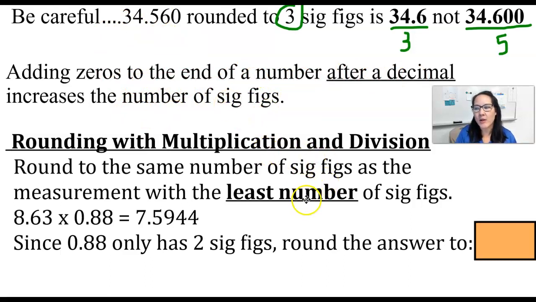All right, so now how to round when you multiply and divide. Round to the same number of sig figs as the measurement with the least number of sig figs. So if I were to look at this example here, 8.63 has 3 significant figures, times 0.88 has 2 significant figures. The least of those is going to be 2 significant figures. So my final answer can only be as accurate as the least accurate measurement, and so it can only have 2 significant figures. So instead of 7.5944, that 9 means I'm going to round the 5 to be up, and so it's going to be 7.6.